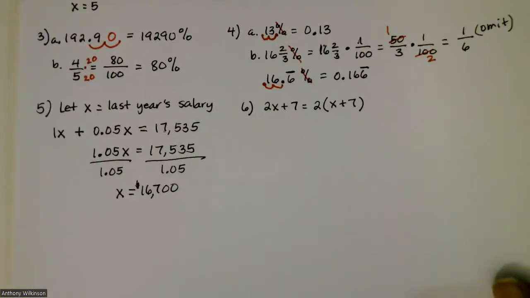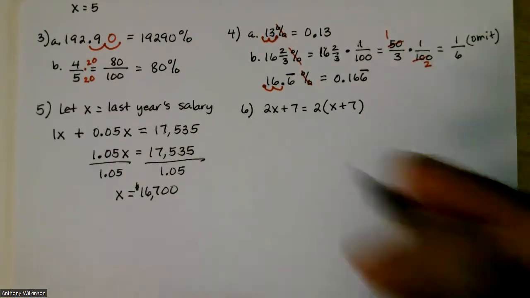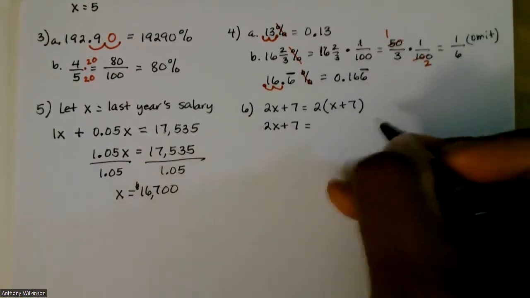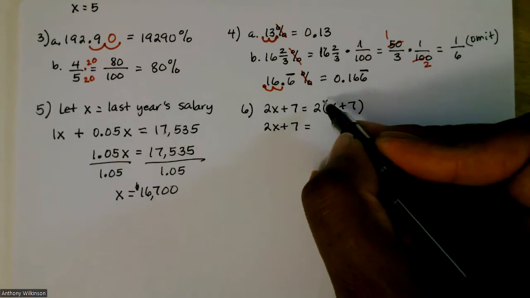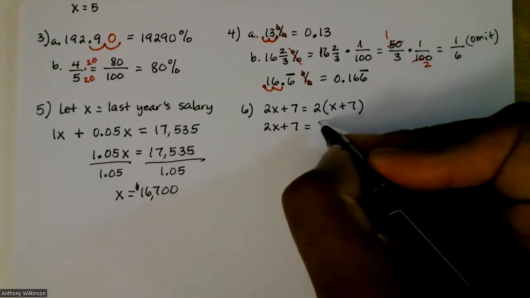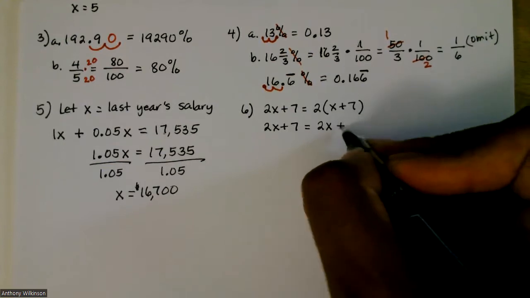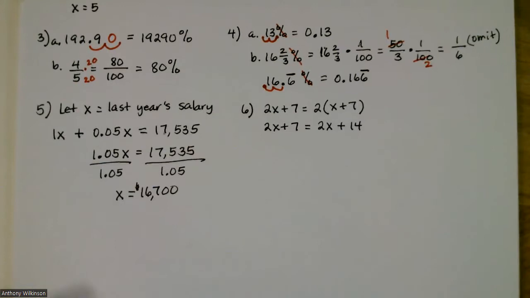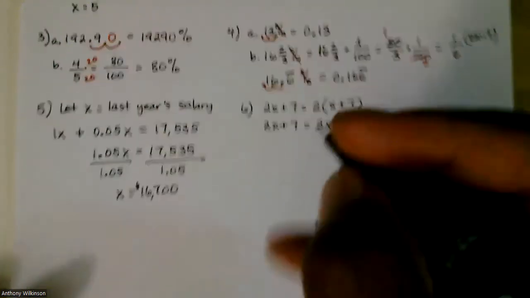So in this case here, the left side, we just go ahead and bring that down. The right side, we need to use the distributive property. That means I have to do 2 times x. That's going to be 2x plus 2 times 7, which is 14. So here I got 2x plus 7 is equal to 2x plus 14.